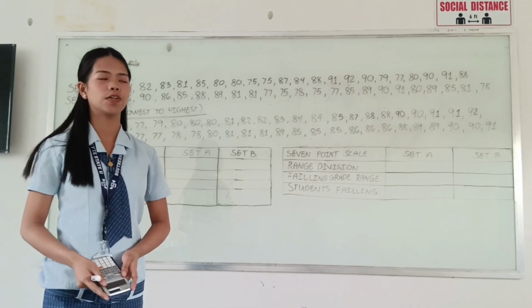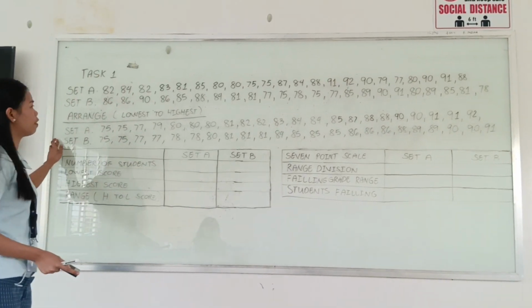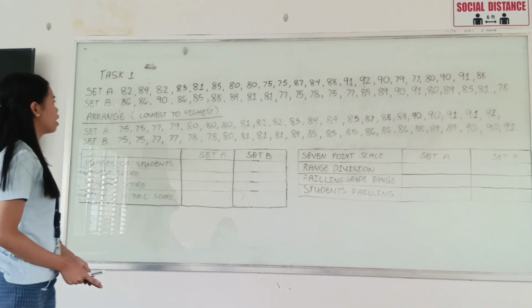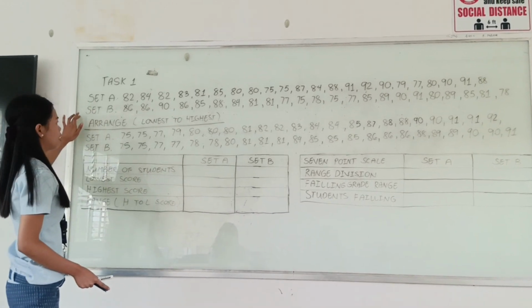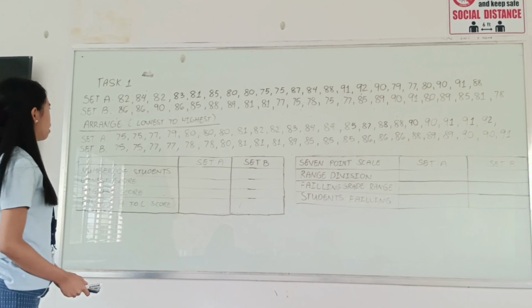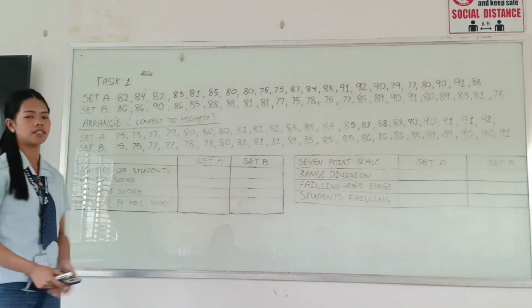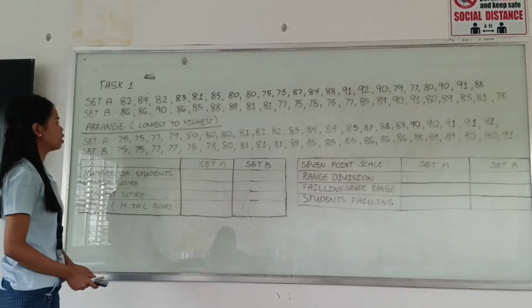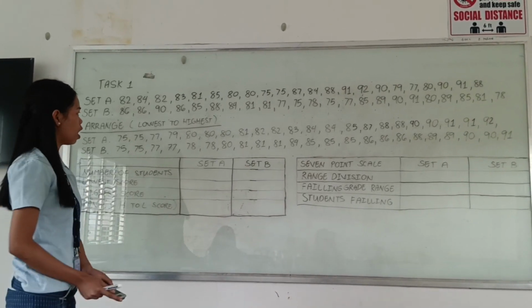After the discussion, we are going to share our insights on the importance of responsible, accurate, and honest grading for teachers. So for task 1, these are the final grades obtained in a class of grade 8 students. We have here 2 sets, set A and set B. Set A consists of 22 students, while set B consists of 23 students. First, we're going to arrange the scores from lowest to highest.